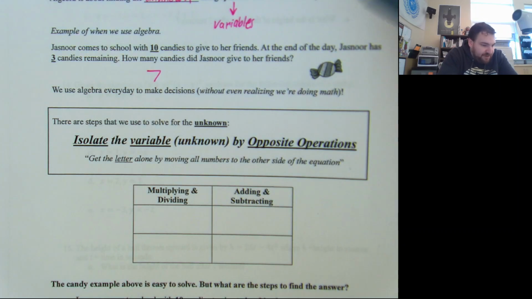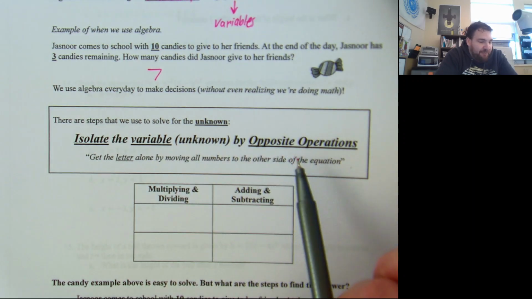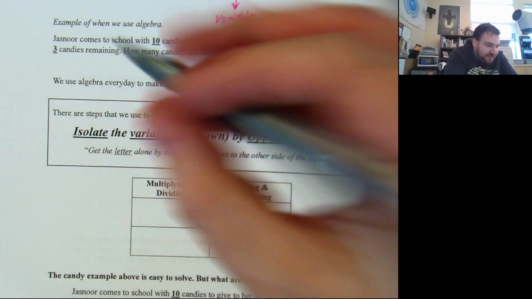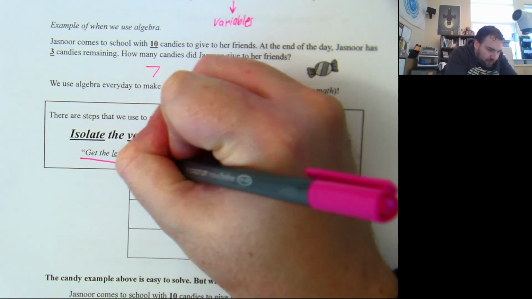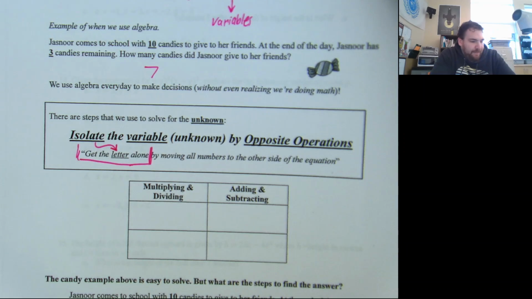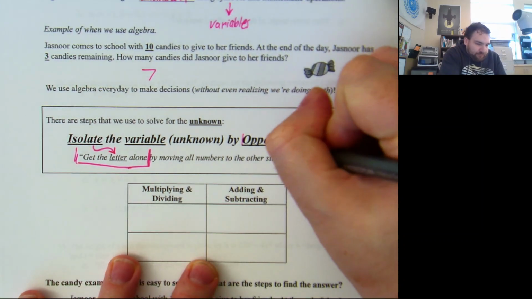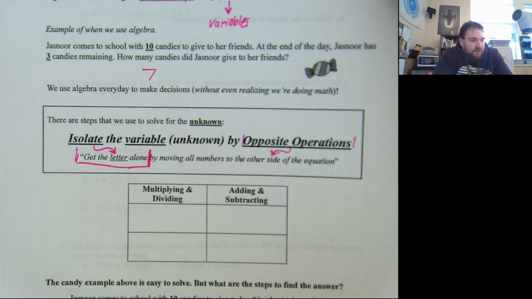So these are the steps. All we're trying to do is isolate the variable using opposite operations. To isolate the variable, that means we want to get the letter alone. Whatever it is, we want to get it alone. How? Well, we're going to look at opposite operations. That's all of this. We're going to undo whatever's happening to the variable to get it by itself. And we're going to start with some pretty simple ones today.